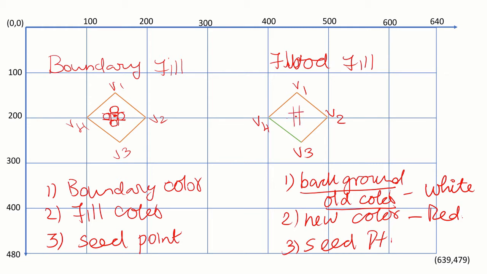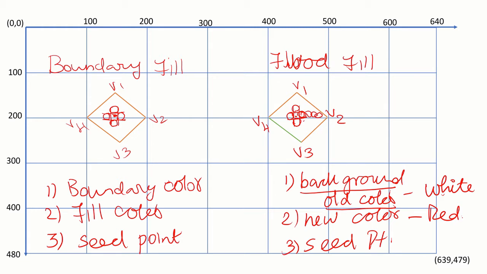Here also we are going to do the same thing. We identify the four neighboring pixels and check whether the pixel color is the old color. If it is white, replace it by red. If it is orange, you stop. If it is green, you stop. Till you get white color, you keep coloring the pixels. So this we call the flood fill algorithm.